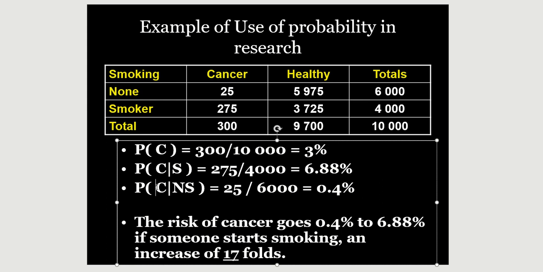Same thing if you want to calculate the probability of cancer among the non-smokers this time. So you're only going to look at the 6,000. You have 25 cases, you divide by the 6,000, you get 0.4%. And what the researchers do, they say, well, look, remember we said that probability can be called risk. The risk of cancer for the non-smoker is 0.4. However, for smokers, it's 6.88%, and therefore there is an increase of 17 folds. This is an application of probability in research. The numbers I'm showing you here are hypothetical.